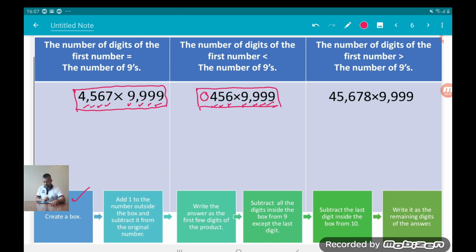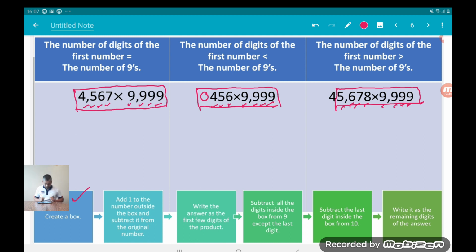Okay. Now let us look at the next one. When you are looking, how many nines are there? We have 4 nines. So you have to start from the ones place. 1, 2, 3, 4. Now we create a box. I hope you understand how to create a box.